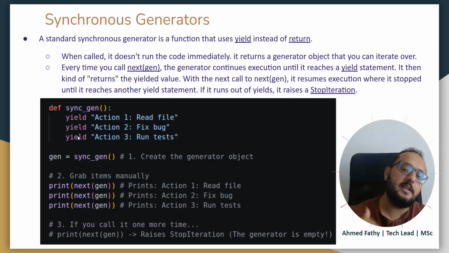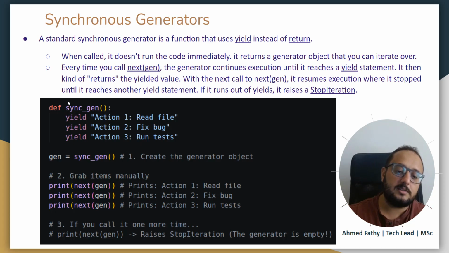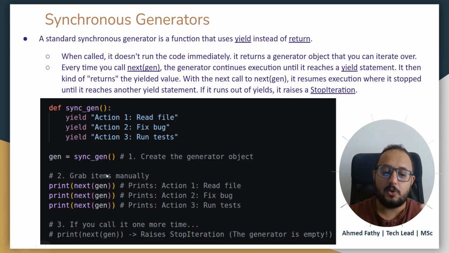You can have multiple yield statements instead of multiple return statements. I mean, typically you wouldn't write multiple return statements after each other, but you can write multiple yield statements after each other. If you're not sure what yields are, I'll explain those right now. When you call this, the function does not run the code immediately. It returns a generator object that you can iterate over.